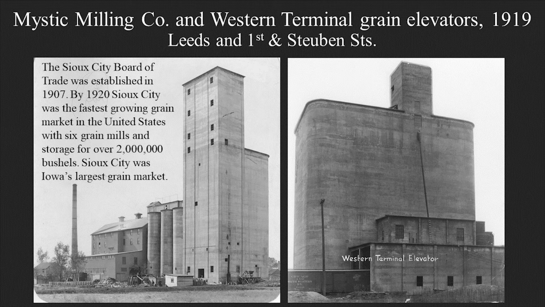The Mystic Milling Company in Leeds and the Western Terminal Grain Elevator Company built new grain facilities in 1919. So Sioux City emerged as a grain market, and the Board of Trade here was established in 1907. By 1920, Sioux City was the fastest growing grain market in the U.S. and boasted 6 grain mills and storage for over 2 million bushels.